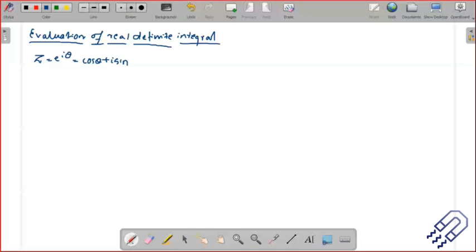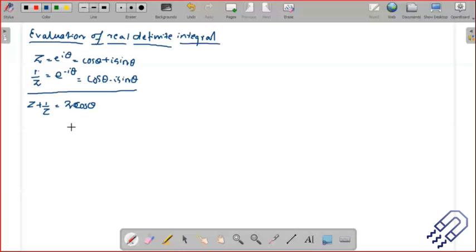So these are the three problems that I am going to give you as a task. This is the baseline, the underlying idea, and this is something you are going to use. So we'll add them up: z plus 1 by z is equal to 2 cos theta. In a similar way, we can also find sine theta if we just subtract them.